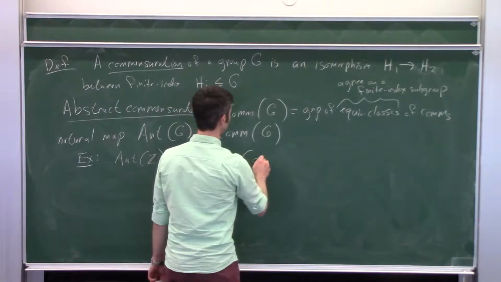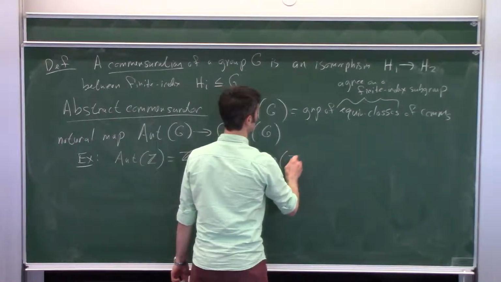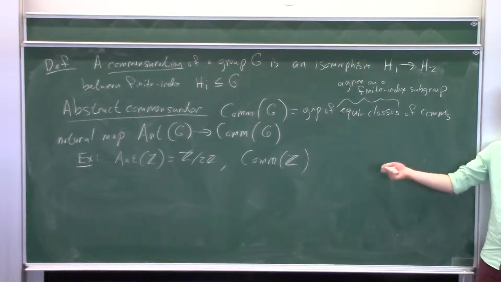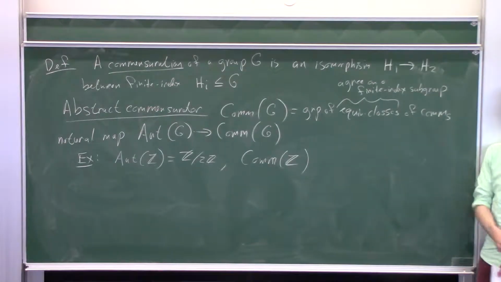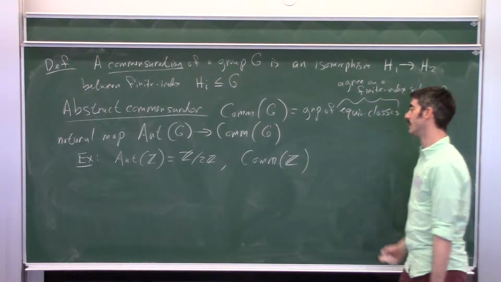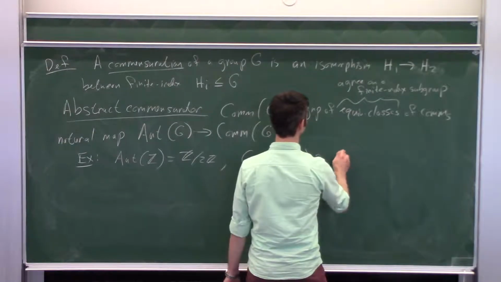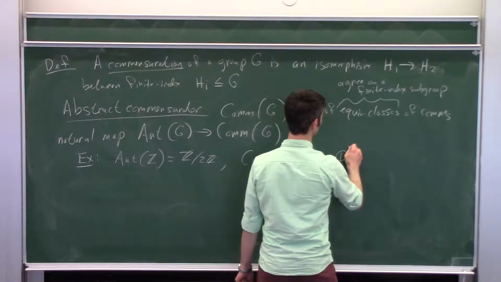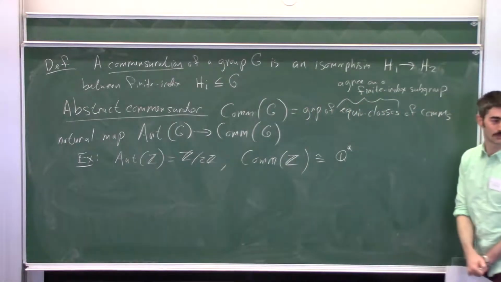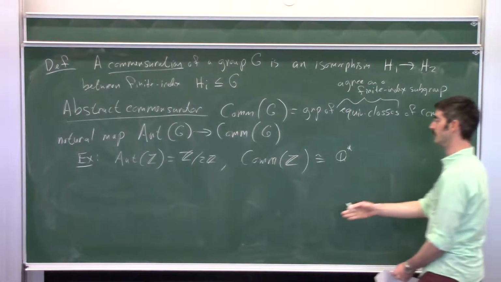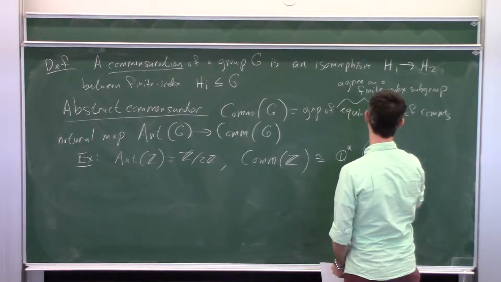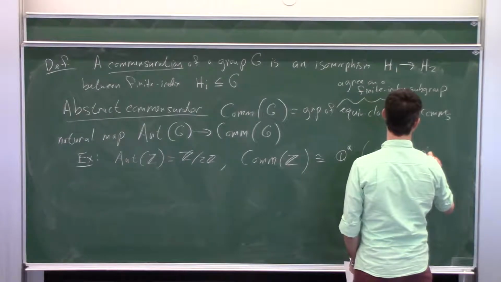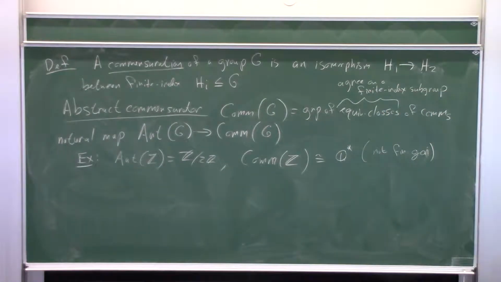But for the abstract commensurator of the integers, well, the finite index subgroups are just given by numbers, and any two of them are isomorphic by one thing. So this is actually a pretty good group, and it's isomorphic to the multiplicative group of the rational numbers. Okay, so this is a finite group. This is not even finitely generated. So it's much bigger. Okay, right.